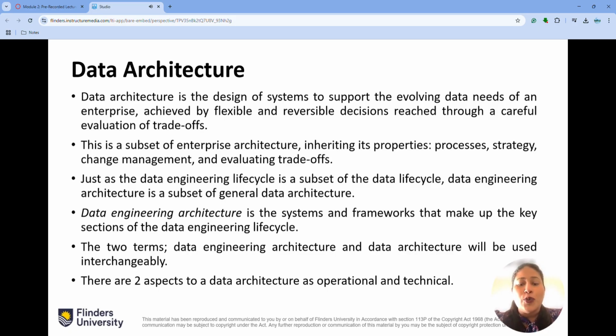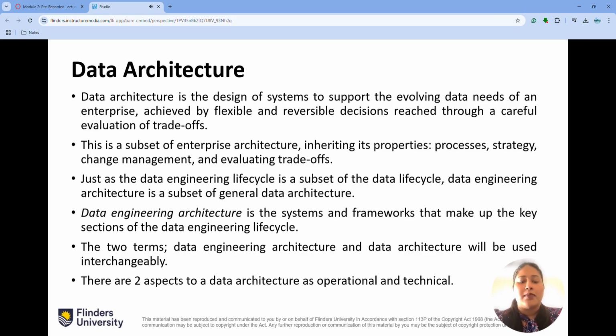So there are two aspects to a data architecture: operational and technical. Operational architecture encompasses the functional requirements of what needs to happen related to people, processes, and technology. For example, what business processes does the data serve?